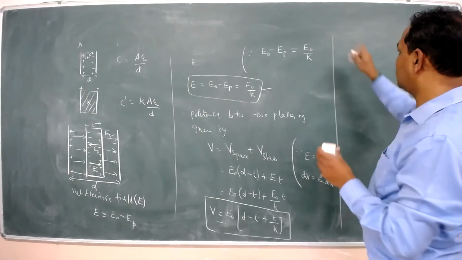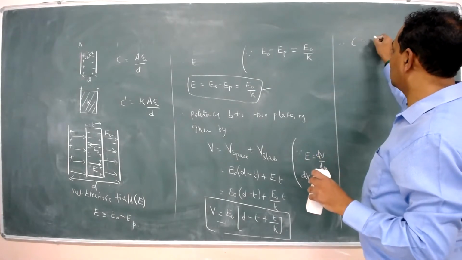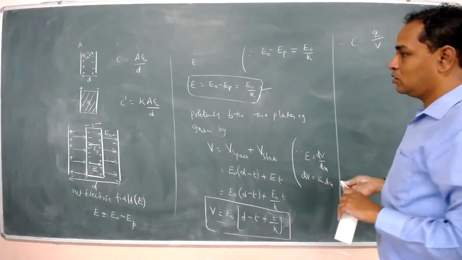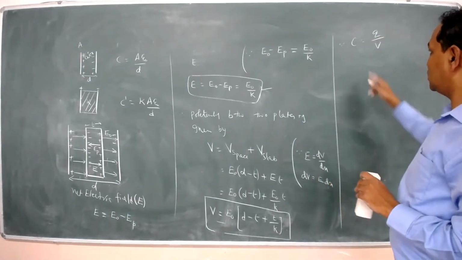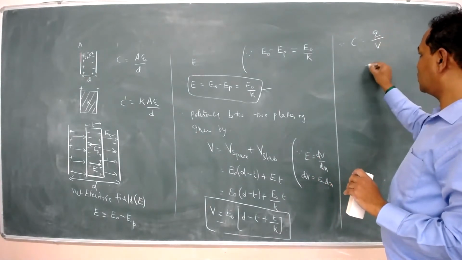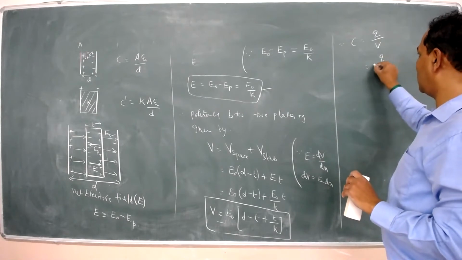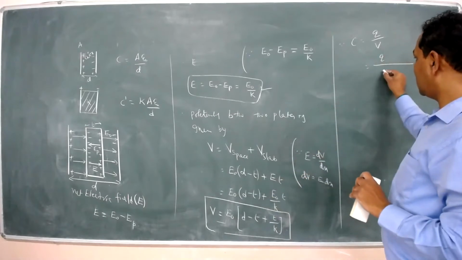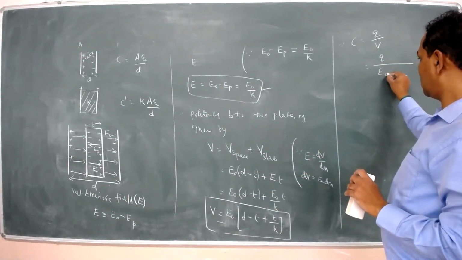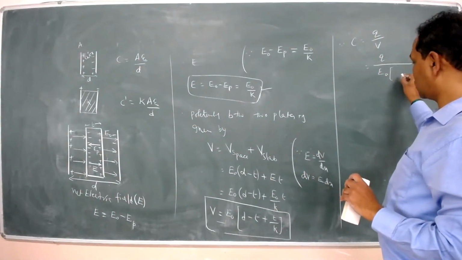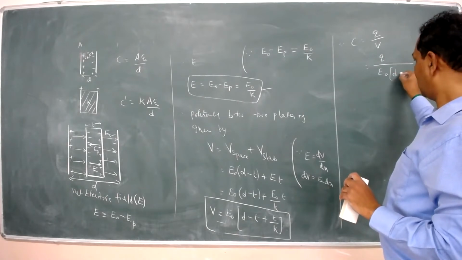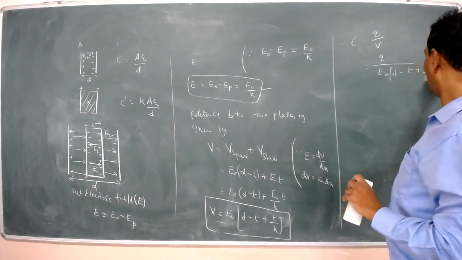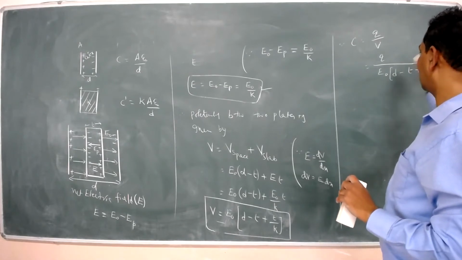The general formula we have is C is equal to Q by V. We know that C is equal to Q by V. Therefore, here Q by V. What does V mean here? I can write this formula, that is E naught into D minus T plus T by K. So this is the formula we can write.